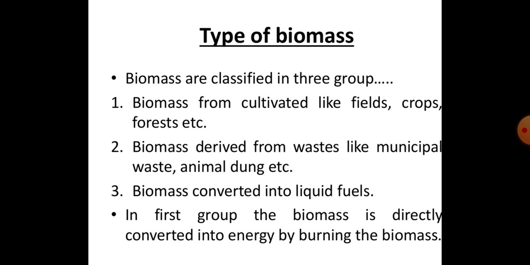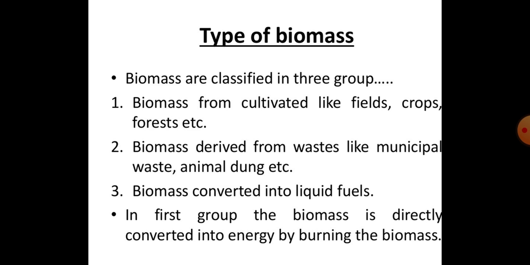The second type is biomass derived from waste. These are called derivatives, like municipal waste and animal dung. The animal eats plants, and by eating and excreting, it produces dung. So animal dung is also a biomass. It is a derivative because it has been processed via the animal. It is not directly cultivated from crops or from the land.